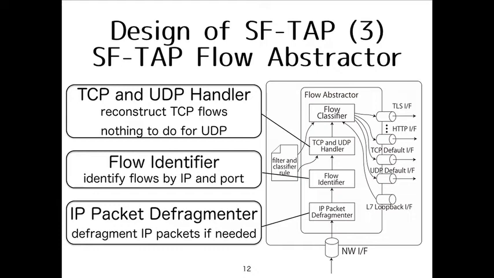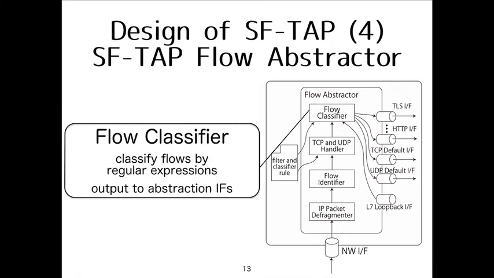Then we show the design of SF-TAP flow abstractor. The IP packet defragmenter first receives packets from the network interface, and it defragments IP packets if needed. And then the flow abstractor receives packets from the defragmenter, and identifies flows by IP addresses and port numbers of packets. And then the TCP and UDP handler reconstructs TCP flows. But for UDP packets, it does nothing. Then the flow classifier classifies flows by using regular expressions. These regular expressions are provided by a config file.